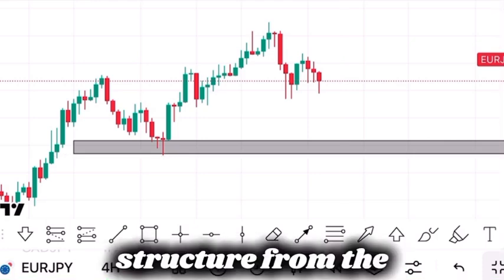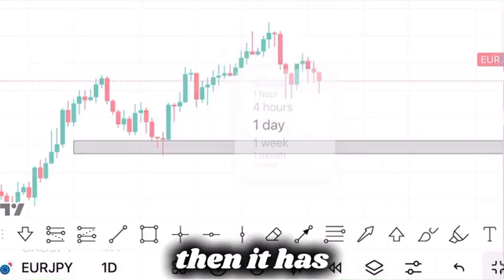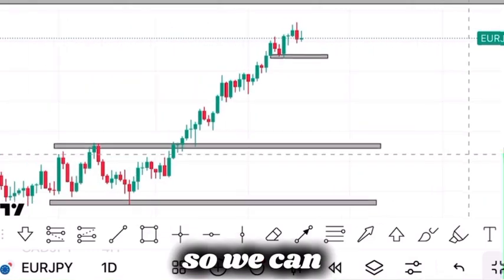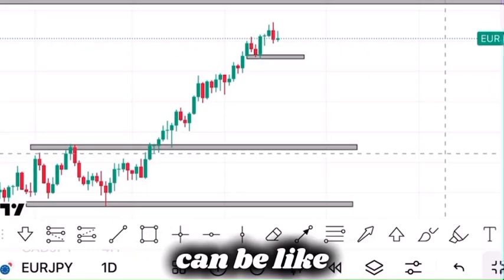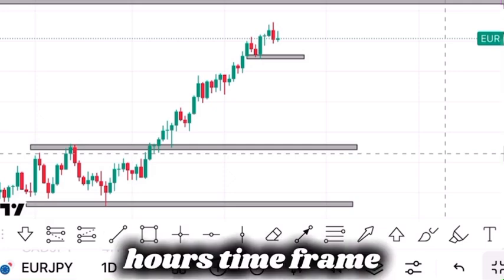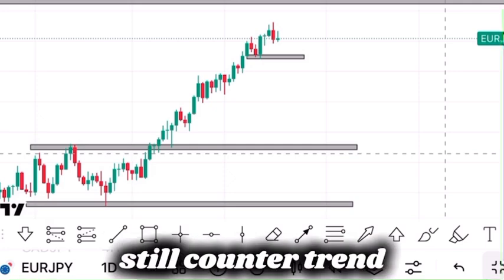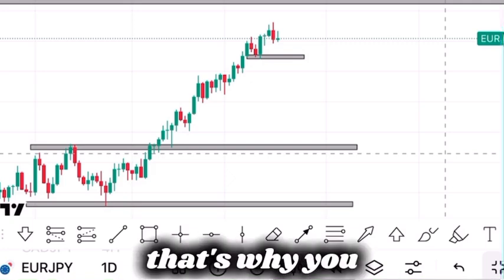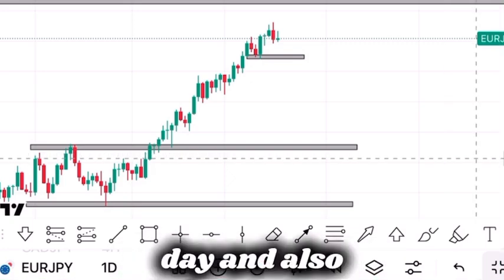Before it will change structure from the 1 day time frame, it has to come and break this low too. So the 1 day time frame can be in an uptrend while the 4 hours time frame is in a downtrend. You can still trade counter trend, but then you have to respect the key levels from the 1 day. So that's why we are marking out the key levels from the 1 day and also the 1 week.